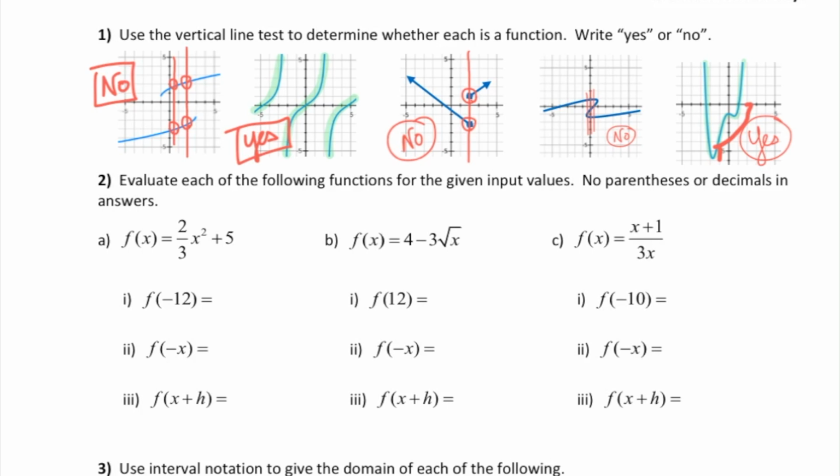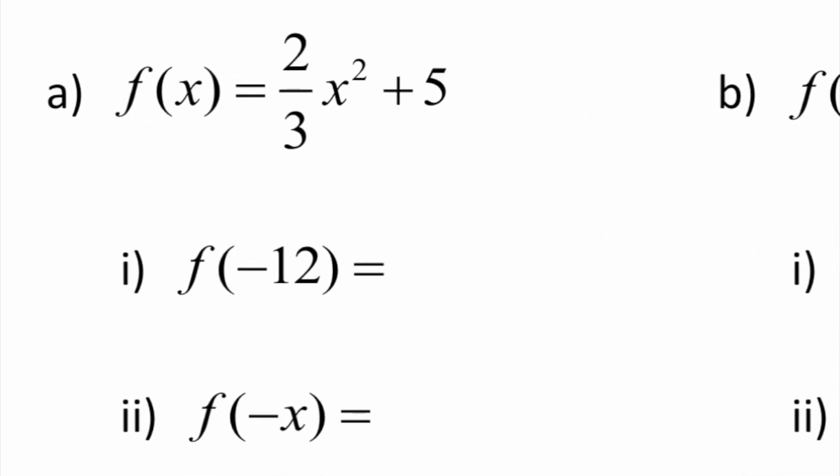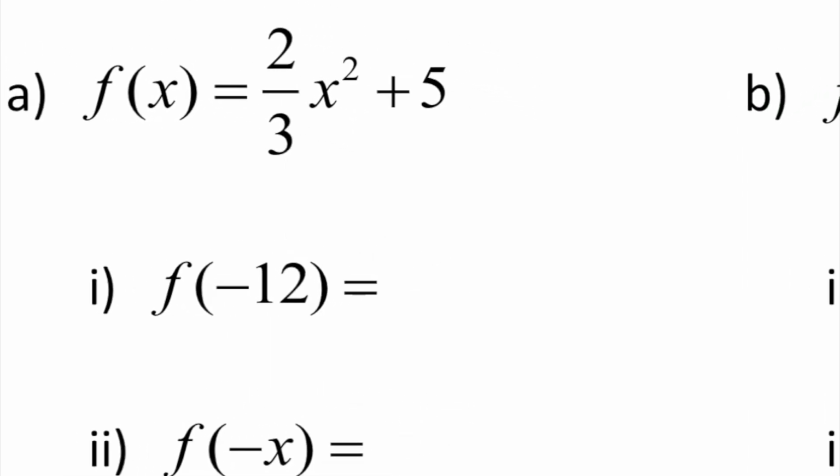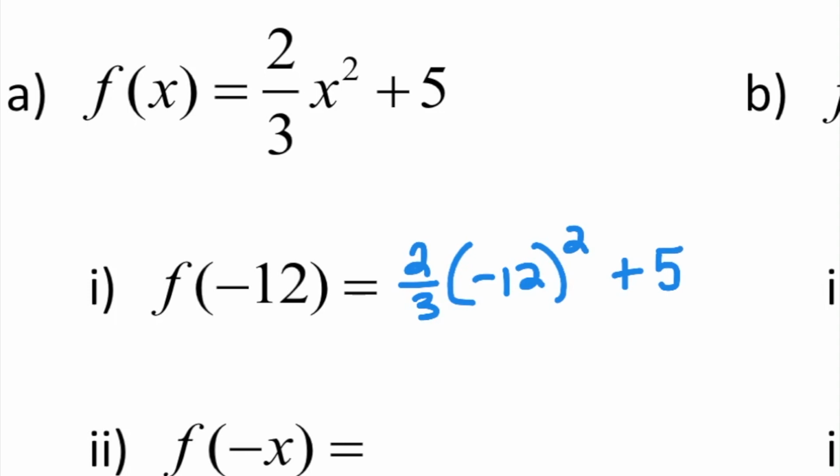Now, for these next few problems, you're evaluating a function given in function notation for certain x values or for certain expressions. So you're going to use substitution here to do these computations. So for example, in part A, Roman numeral 1, you're going to multiply 2/3 times -12 squared plus 5. Make sure that if you're typing that into a graphing calculator that you use parentheses. And when you do that, you should get positive 101.